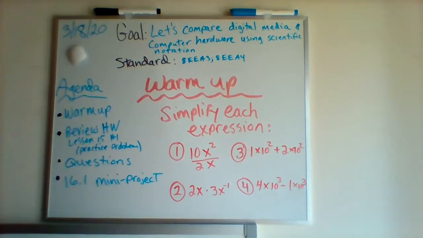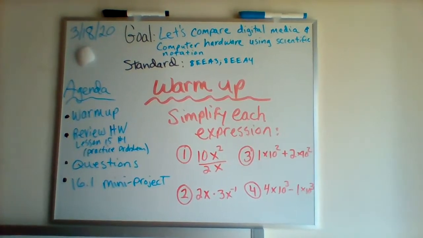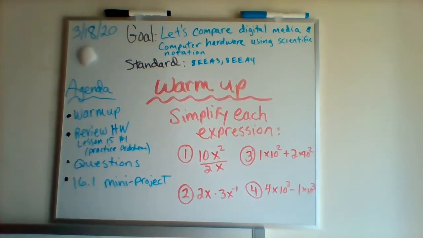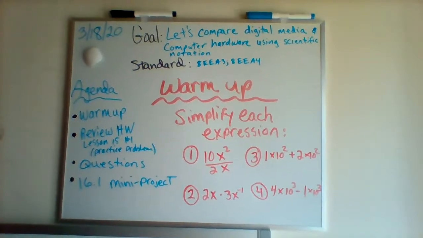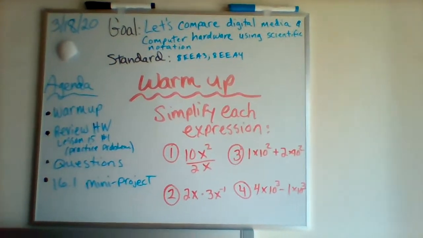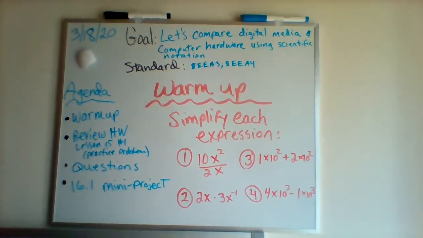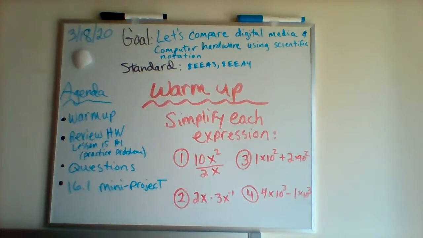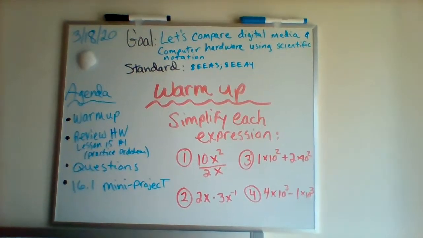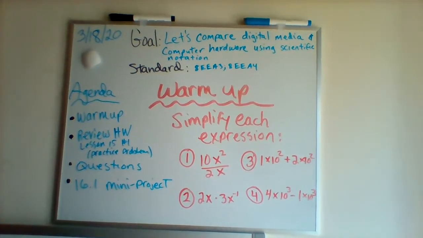Let's simplify each expression. The very first one says, if you have 10x squared divided by 2x, what could you simplify that to? I'll do that on the big board in just a minute. Number 2 says 2x times 3x to the negative 1. Number 3 says 1 times 10 squared plus 2 times 10 squared. Number 4 says 4 times 10 to the third minus 1 times 10 to the third.